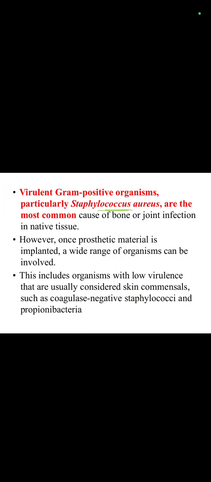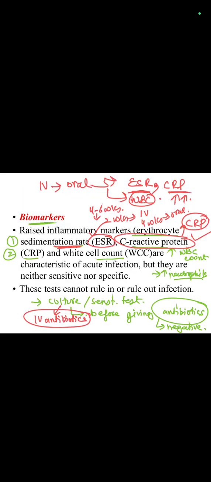Gram-positive organisms, particularly Staph aureus, are the most common cause of bone or joint infection in native tissue. However, once prosthetic material is implanted, a wide range of organisms can be involved. This includes organisms with low virulence that are usually considered skin commensals, such as coagulase-negative Staphylococcus and Propionibacteria.